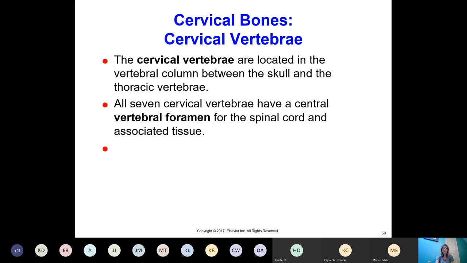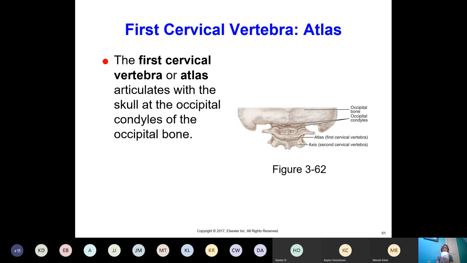We're only going to learn the first two of the cervical vertebrae. The first one is called the atlas. It articulates with the skull at the occipital condyles. The occipital condyles are right here next to the foramen magnum. And here's the occipital condyles. And so the first cervical vertebrae, or atlas, articulates with the condyles.